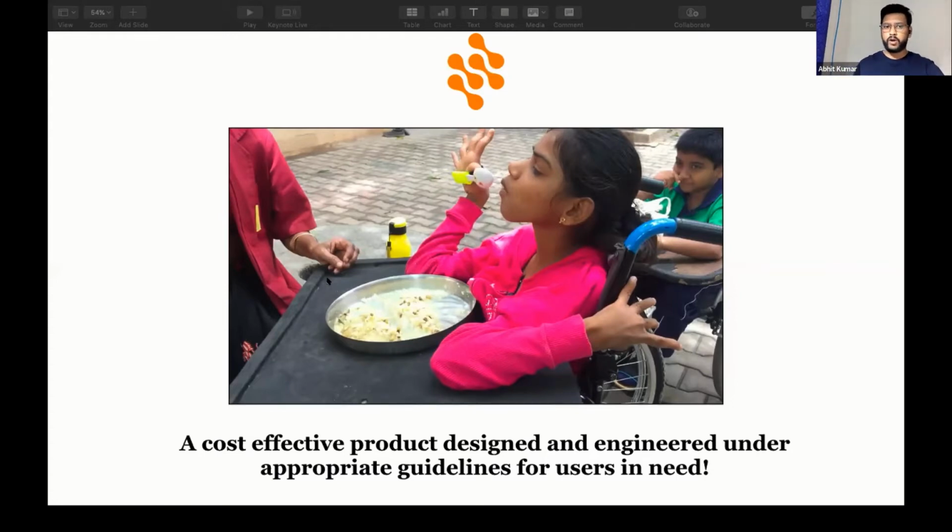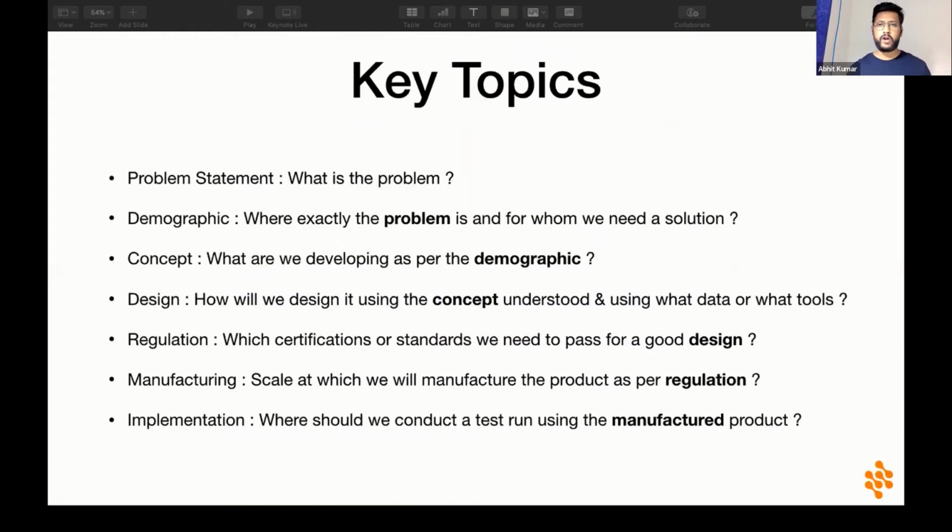I will be talking about how we can design and develop a cost-effective product and engineer it under appropriate guidelines for the users that require that particular product. I'm going to share my experience of how we did it at Social Hardware. It's been 5 years since Social Hardware started, and we started with a very different model of how the development of a product happens in the social impact space. We have learned a lot, and I'm hoping to share that journey with you as well.